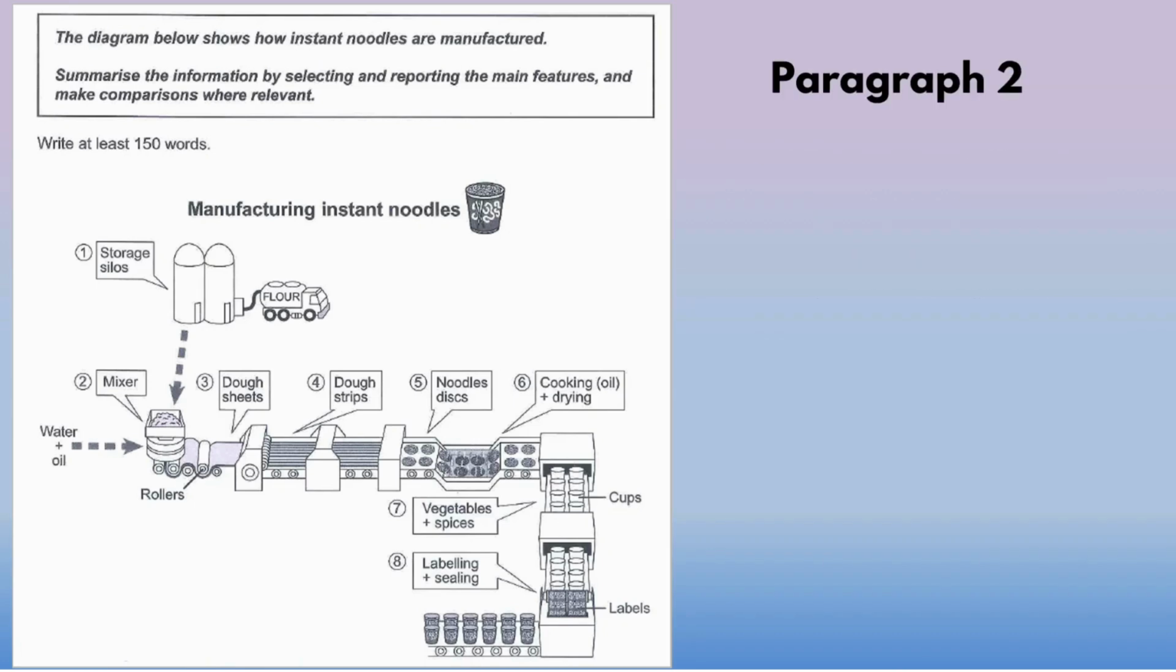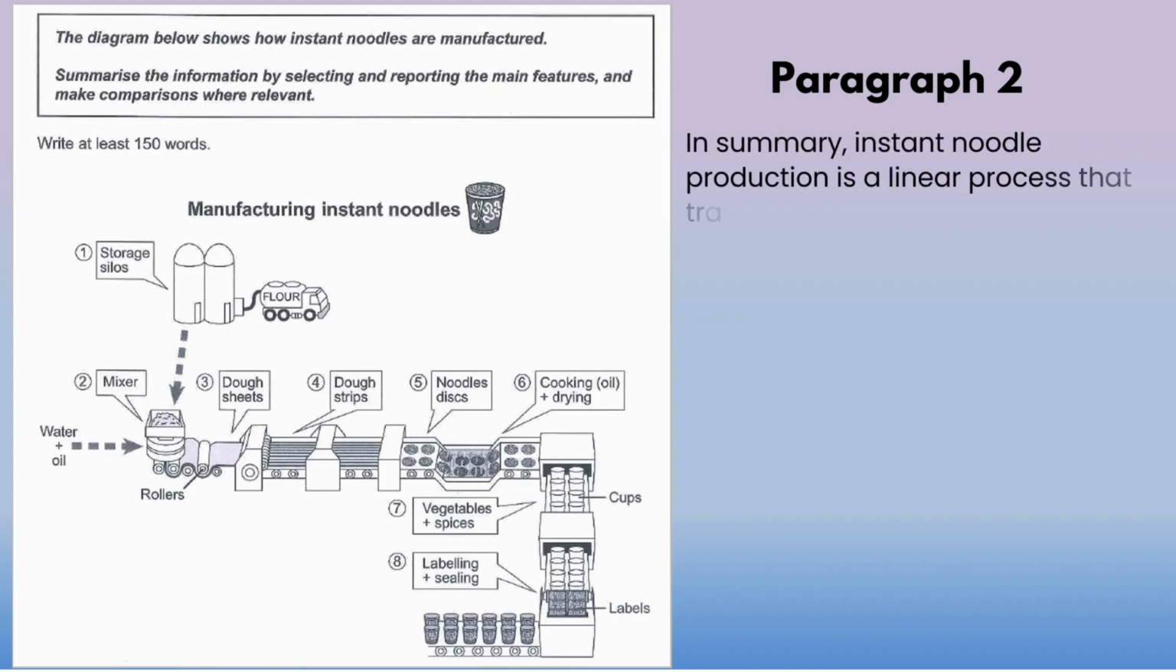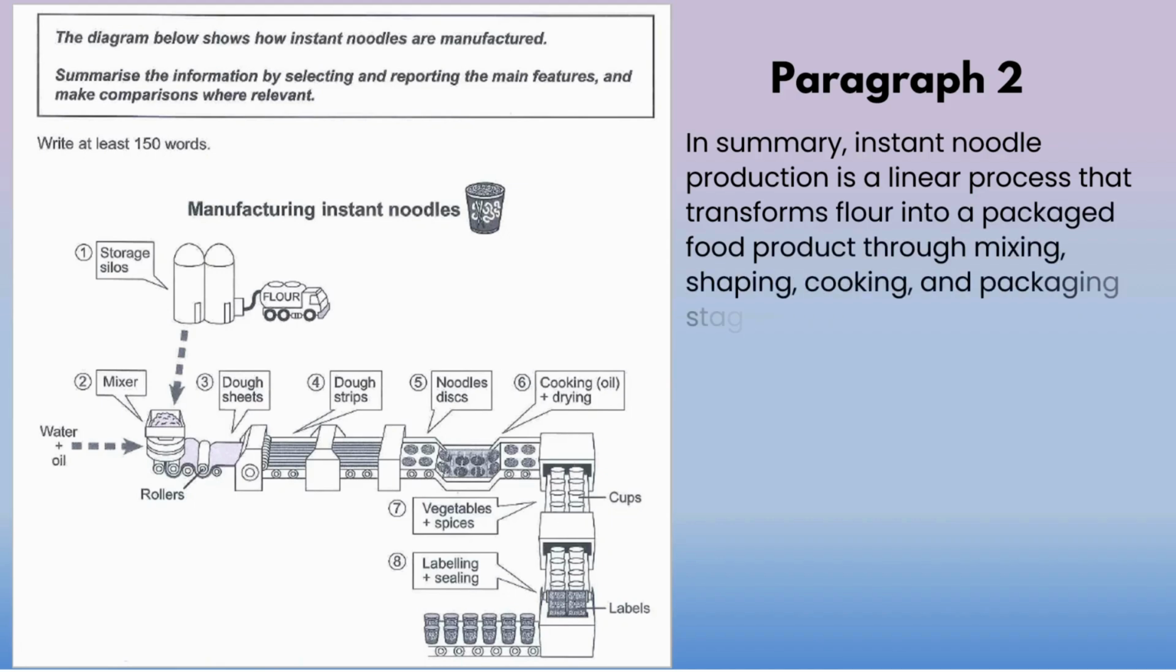Paragraph 1 is followed by paragraph 2. In summary, instant noodle production is a linear process that transforms flour into a packaged food product through mixing, shaping, cooking, and packaging stages. If you note, paragraph 2 is nothing but a summary of the introduction, overview, and paragraph 1.